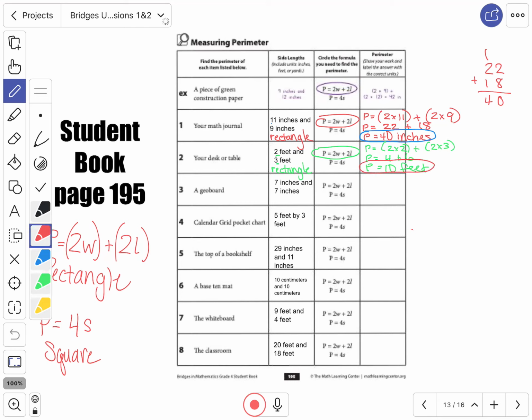So hold on a second. Here we go. Okay, my answer is circled, and I'm moving on. Okay, my geoboard. Ooh, 7 by 7. I officially now have a square.